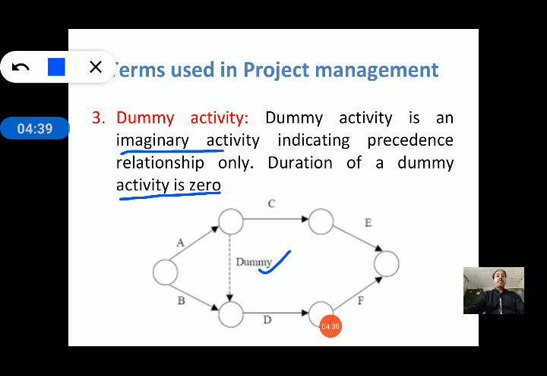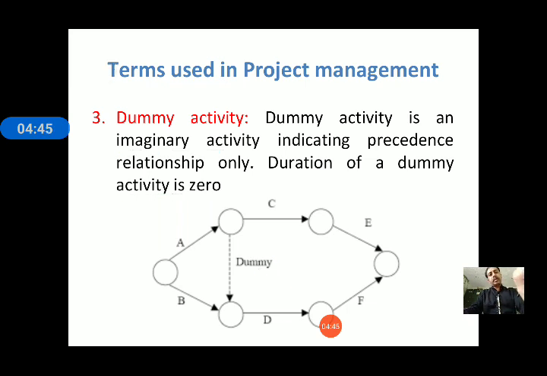When is a dummy activity required in a network diagram? Suppose we consider activity D, and in the given data the statement is: activity D can be started only when activities A and B are finished. But here activities A and B are not joined. That is why we have to connect activities A and B through a dummy activity. In this situation we have to draw a dummy activity, represented by a dotted arrow.